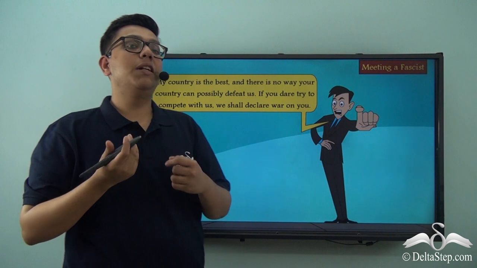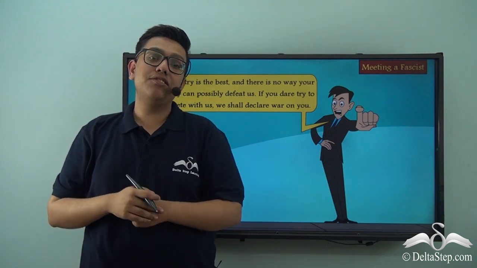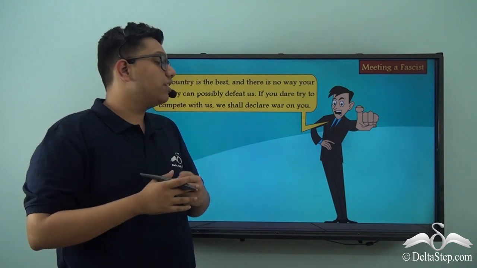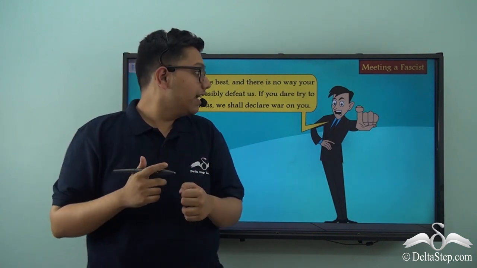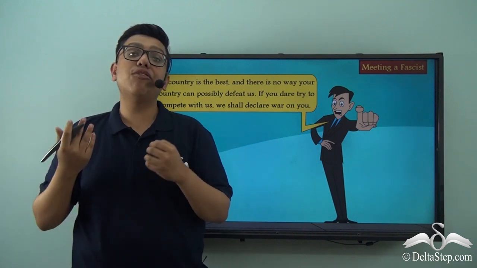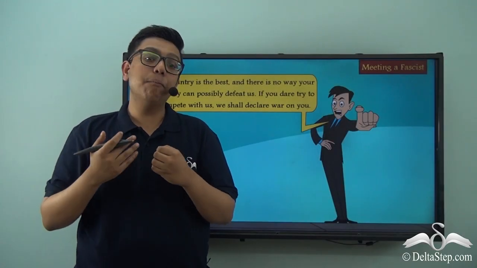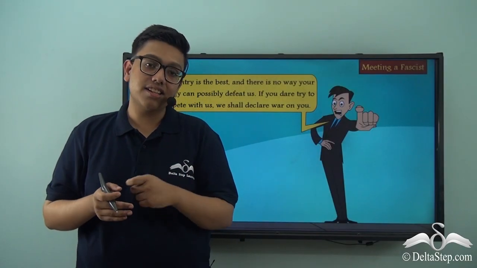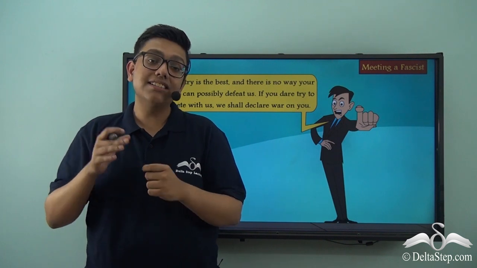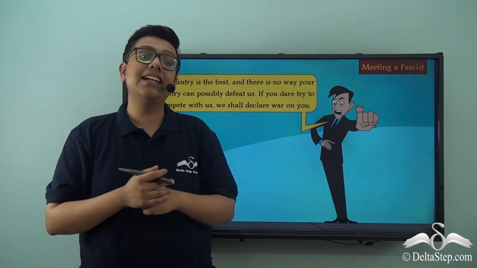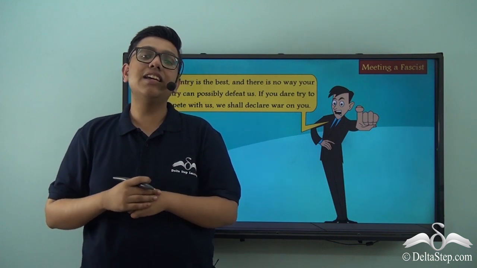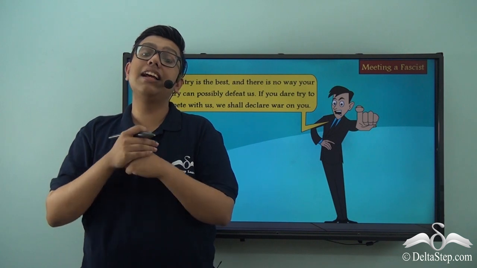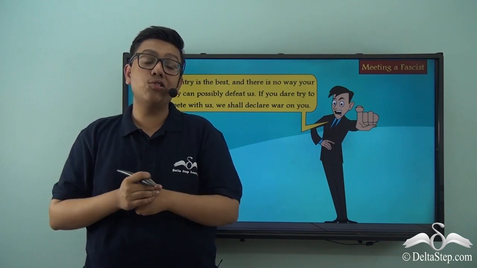Then you might get into a debate with him regarding whose country happens to be better. And suddenly he gets enraged and says, "My country is the best and there is no way that your country can possibly defeat us. If you dare to try and compete with us, we shall declare war on you." So you can see that his ultra-nationalist or aggressive nationalist sentiments are burning up when he's saying this with anger, and he says that his country would not mind resorting to declaring war on the other nation just to show that they're superior.